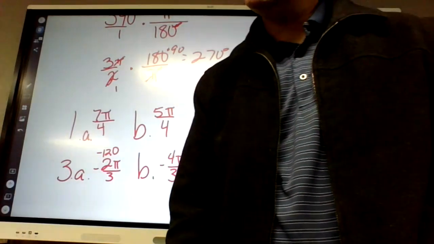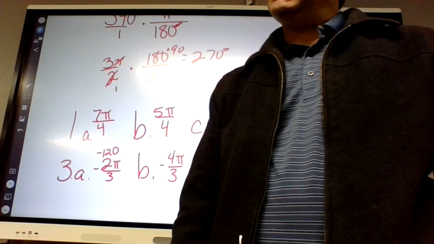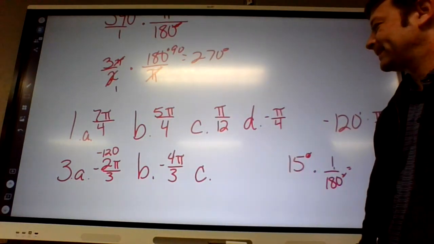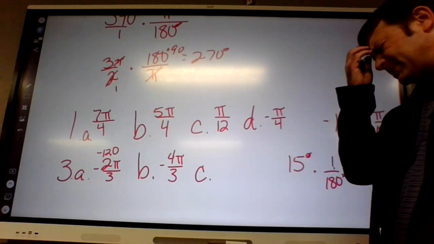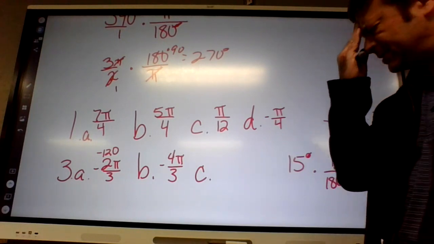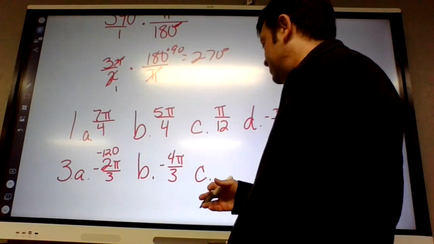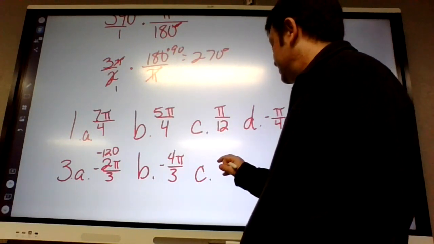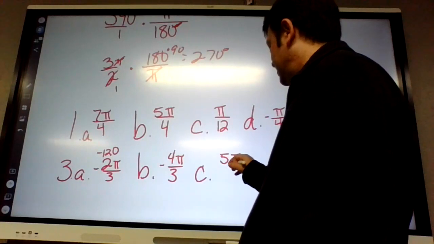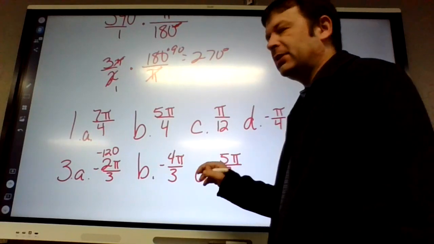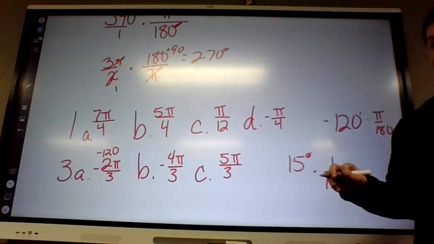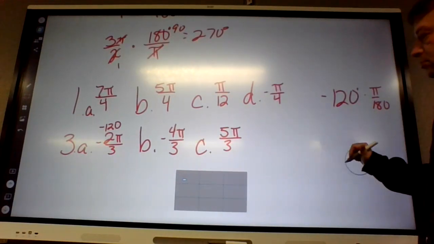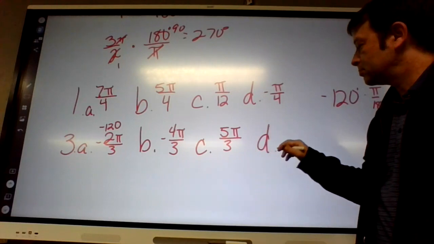300 degrees. Well, that's 60 short of 360. 60 degrees is 1/3, so it's 5/3 pi. Did you get that from the circle? Yeah, you saw it in the circle.